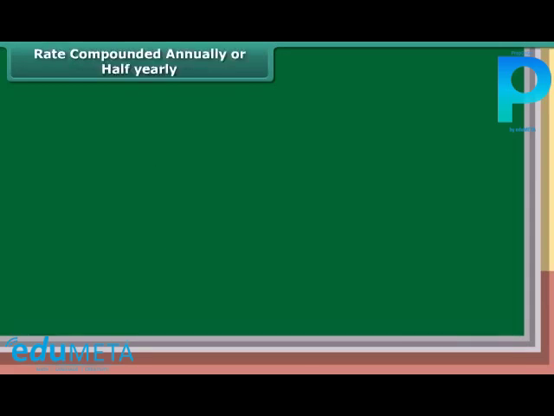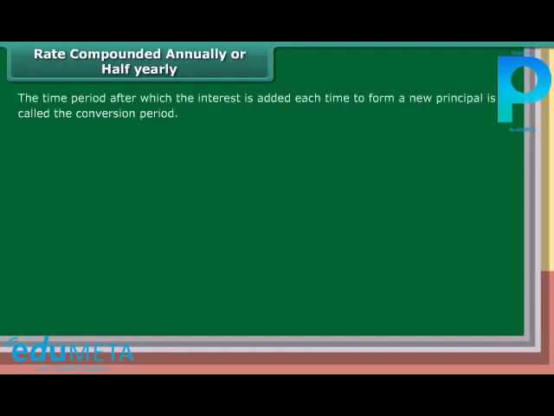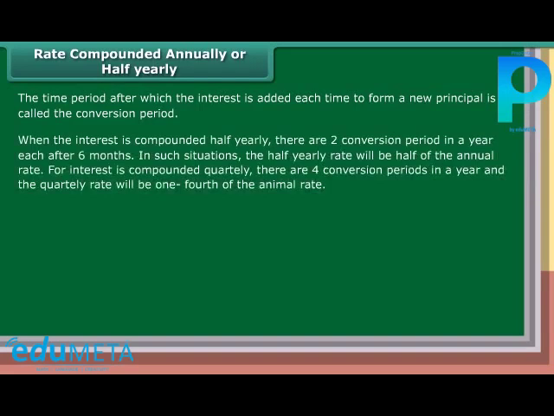Rate compounded annually or half yearly. The time period after which the interest is added each time to form a new principal is called the conversion period. When the interest is compounded half yearly, there are 2 conversion periods in a year, each after 6 months. In such situations, the half-yearly rate will be half of the annual rate. When interest is compounded quarterly, there are 4 conversion periods in a year and the quarterly rate will be 1/4 of the annual rate.